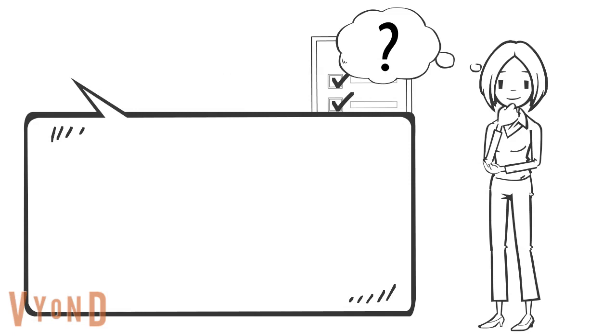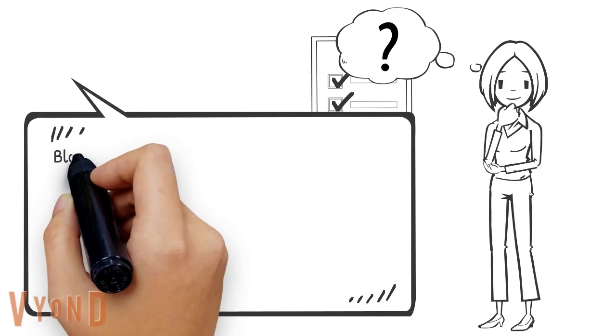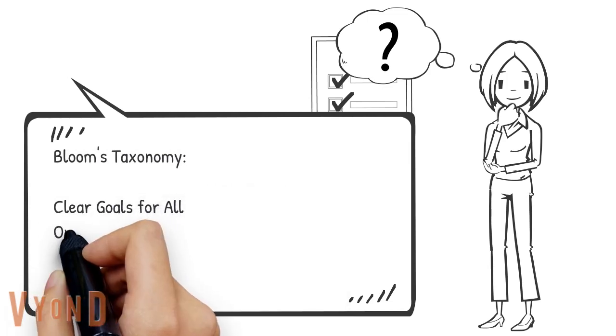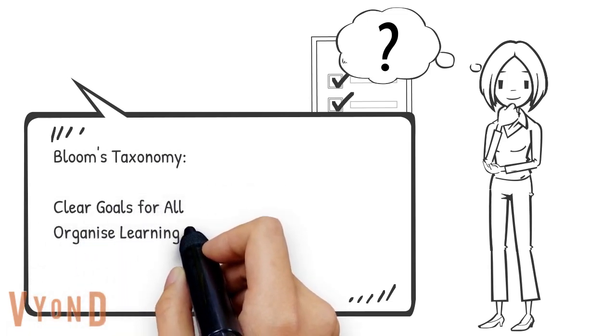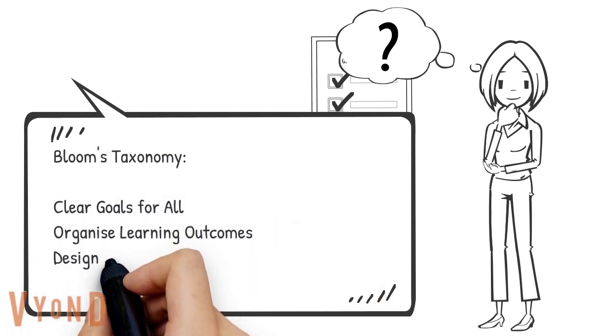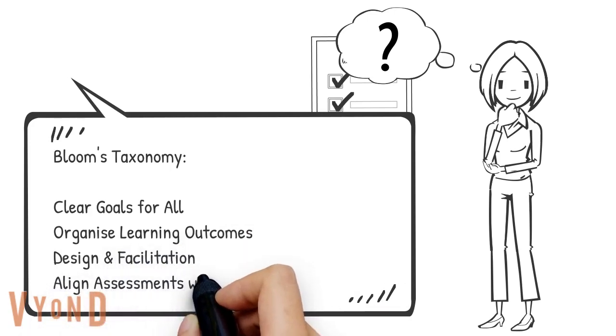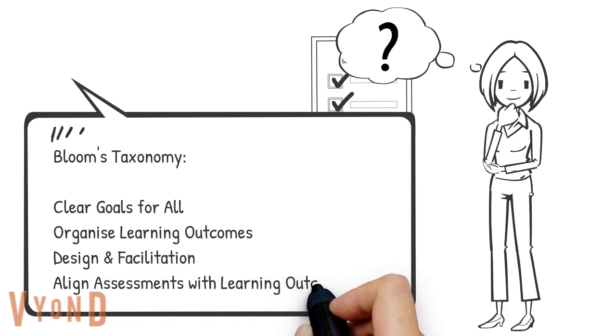Susan, let me show you how Bloom's taxonomy can help you set up clear goals for all sides of the learning process, organize your learning outcomes, guide your design and facilitation of learning events, and align the assessment to the learning outcomes.